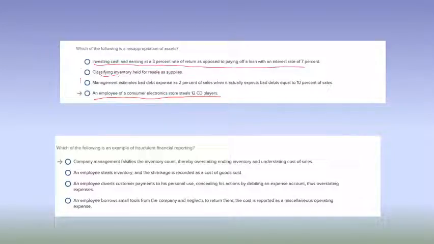Taking a look at this next one, which of the following is fraudulent financial reporting? Company management falsifies the inventory count, right? So fraudulent financial reporting is going to be falsifying what is in the financial statements. This one looks to me like it's going to be misappropriation of assets. So only that first one is financial reporting fraud. So a couple things from your homework, your quizzes that you'll see a little bit later when you do that.